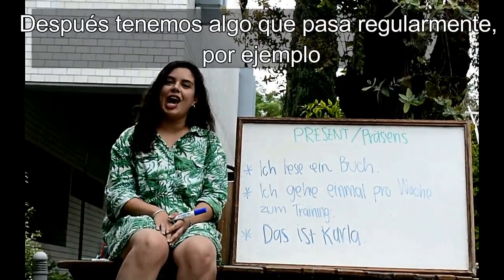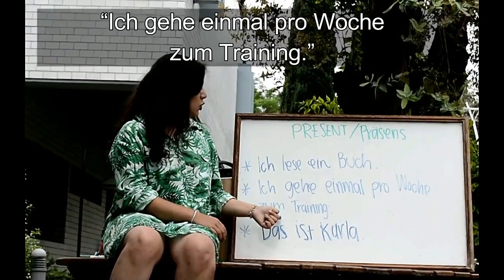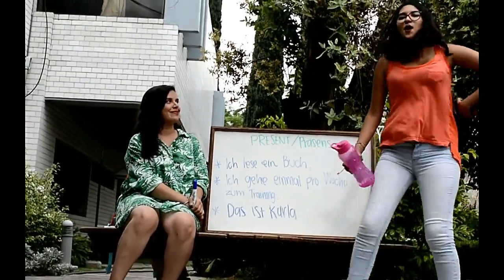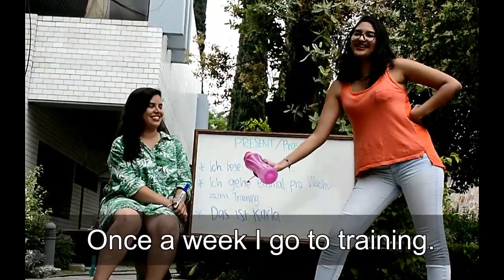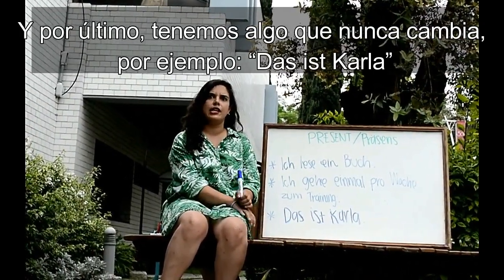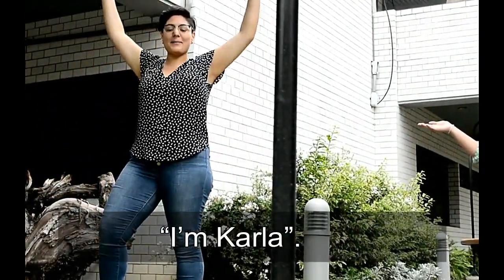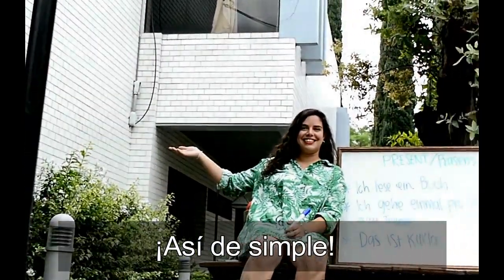Then something that happens regularly, for example, Ich gehe einmal pro Woche zum Training. Once a week, I go to training. And finally, we have something that never changes. For example, Das ist Carla. This is Carla.